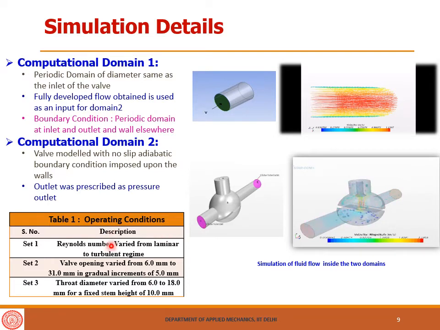And the operating conditions for the three different sets, as described before for the three different questions, are: in the first set, Reynolds number was varied; in the second set, the valve opening or stem height was varied from 6 to 31 mm; and in the third set, we varied the throat diameter from 6 to 18 mm to study their impact on the loss factor.